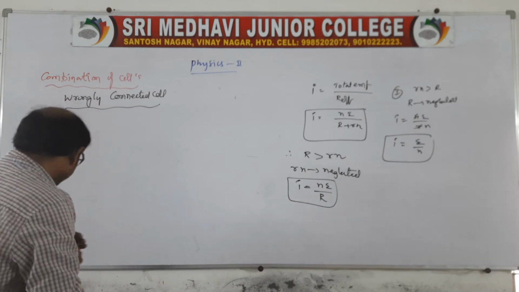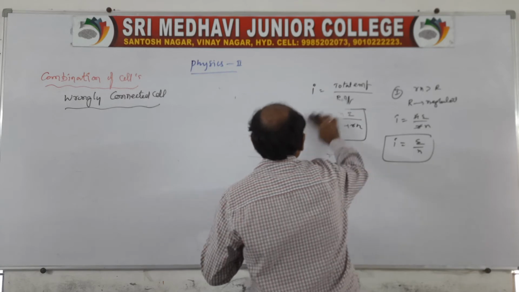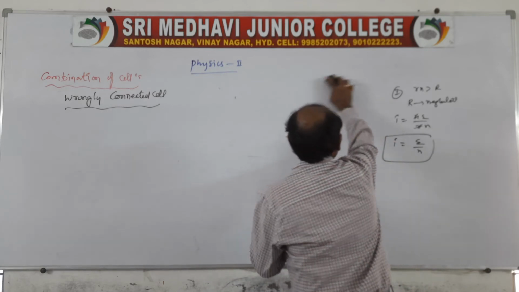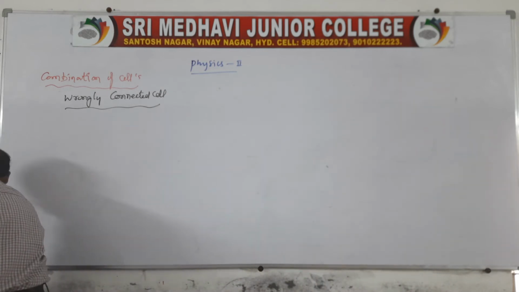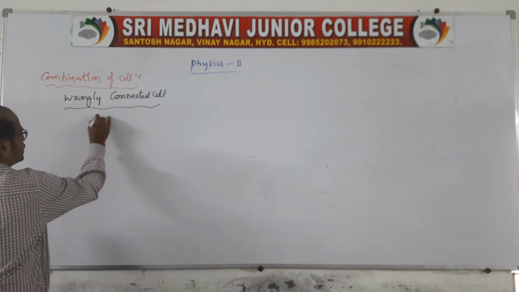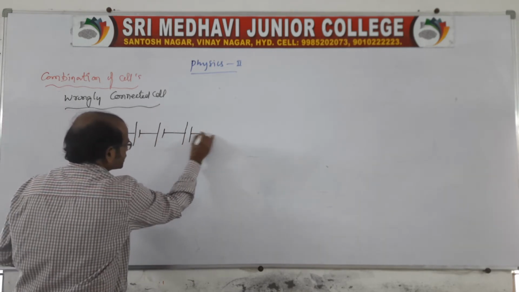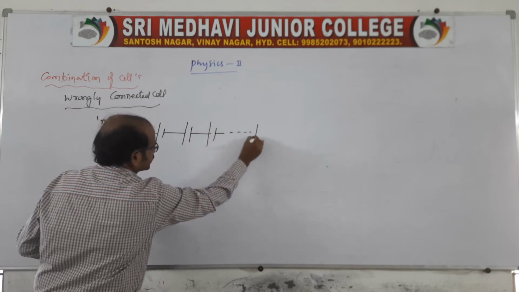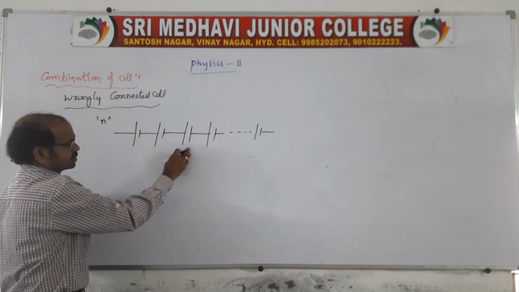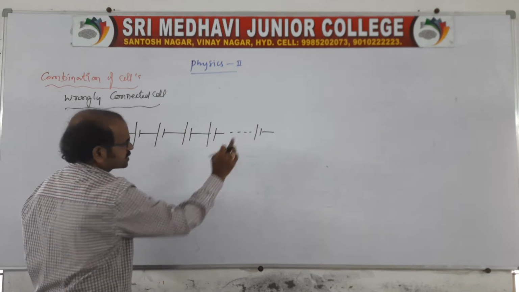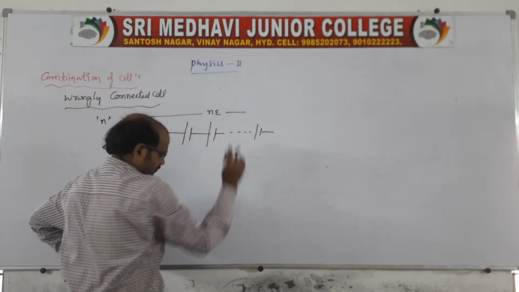But now I am talking about wrongly connected cells. Suppose n number of cells are connected in series. Look at this: this is the way we see the connections without any mistake. Negative is connected to the positive, again negative to the positive, and so on. Here, without any mistake, the total EMF is nE.